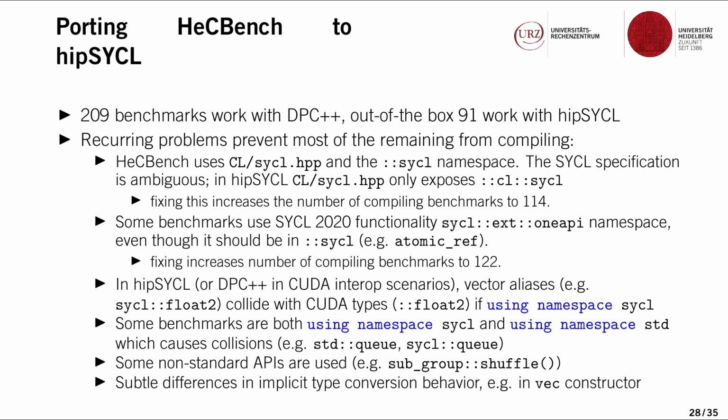Then there are some non-standard APIs that are being used, such as subgroup shuffle, which apparently exists in DPC++, but it's not in the specification. And then, interestingly, there are also subtle differences in implicit conversion behavior, for example, in the vec constructor. And this boils down to C++ being complicated. The implicit conversion behavior in C++ can depend on if a function is implemented as an overload or using templates, and these subtle implementation differences can make a difference.